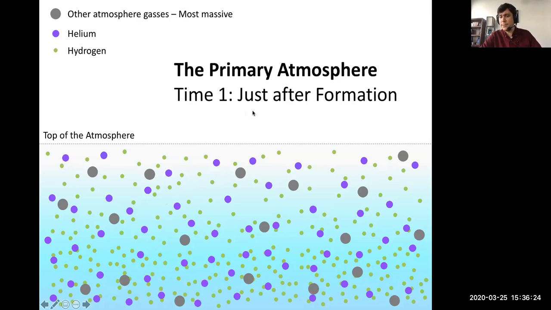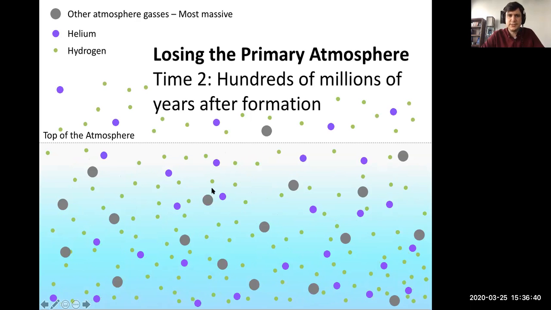So this is just after formation. We have a primary atmosphere, Earth being low mass, and the temperatures being pretty high. All of these particles, these ones are moving around really, really fast. These ones are moving around fast. These ones are not moving around very fast at all on average. So you give it a little bit of time, maybe a few hundred millions of years.